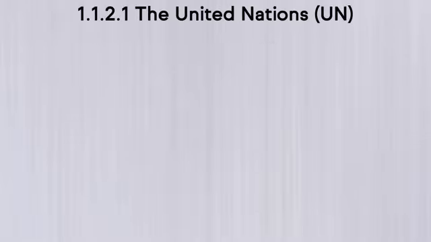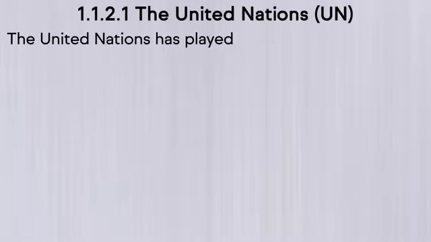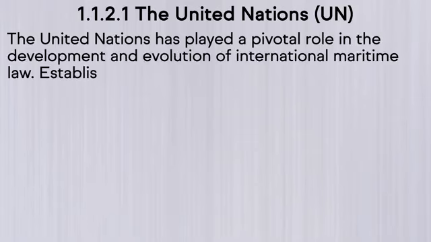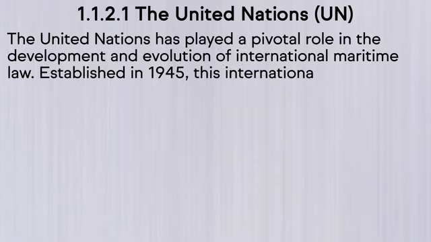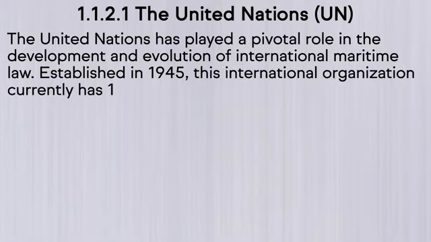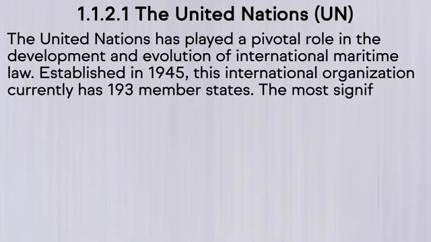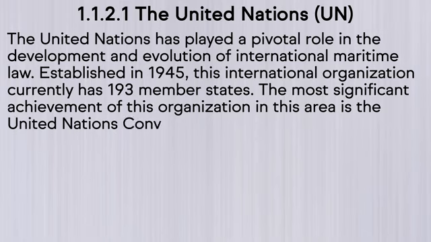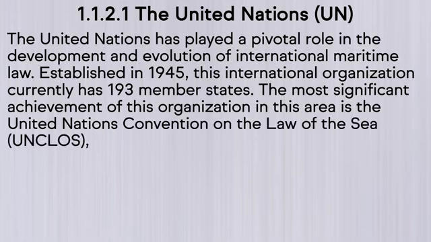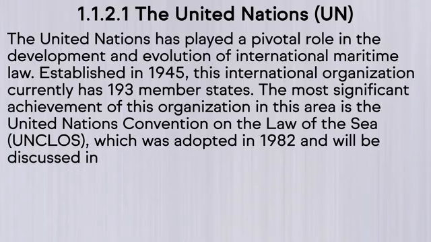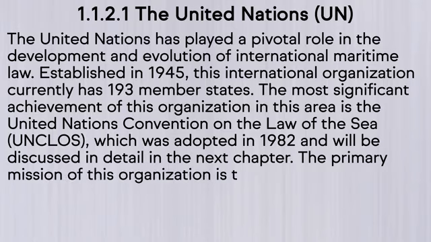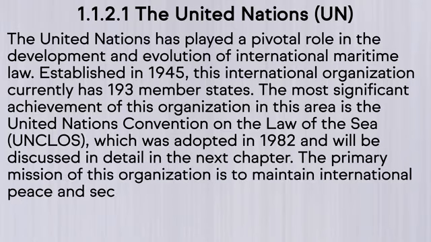The United Nations, UN. The United Nations has played a pivotal role in the development and evolution of international maritime law. Established in 1945, this international organization currently has 193 member states. The most significant achievement of this organization in this area is the United Nations Convention on the Law of the Sea, UNCLOS, which was adopted in 1982 and will be discussed in detail in the next chapter. The primary mission of this organization is to maintain international peace and security.